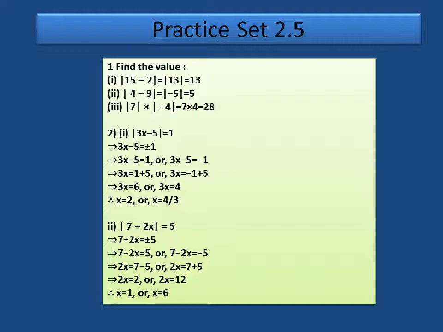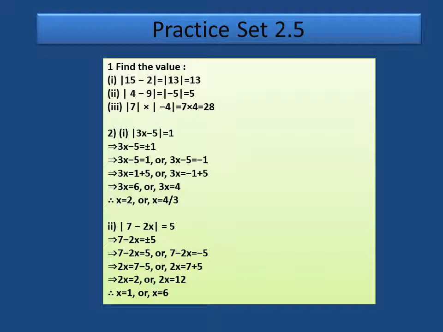Now solve the first equation: minus 5 goes to the right hand side as plus, that is 3x is equal to 1 plus 5, means 3x is equal to 6, that is x is equal to 2. Now take the second equation, 3x minus 5 equal to minus 1, then 3x equal to minus 1 plus 5, then 3x is equal to 5 minus 1, that is 4, and x is equal to 4 upon 3.